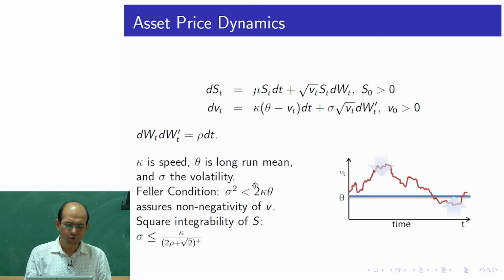There are some other theorems also, like under another condition on sigma, if sigma is smaller than kappa divided by the positive part of (rho plus square root of 2), because rho could be negative, correct. If rho is negative, then you do not take this, if it is positive, then only you take this. So, that thing assures that ST would be square integrable. Okay. So, these are the results people study.